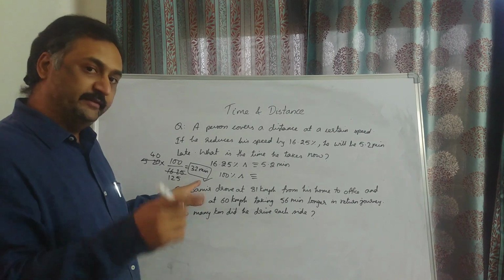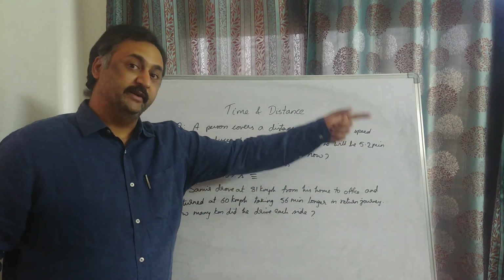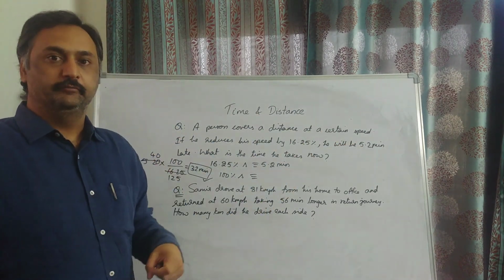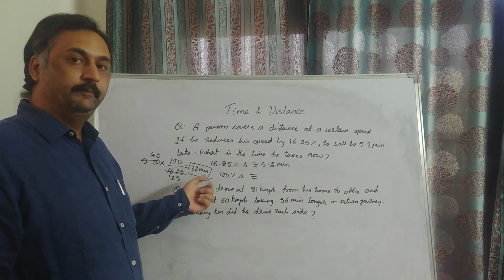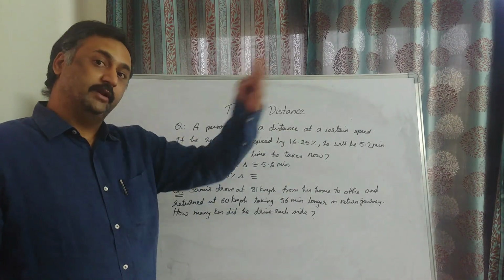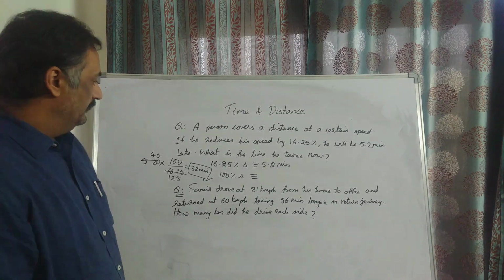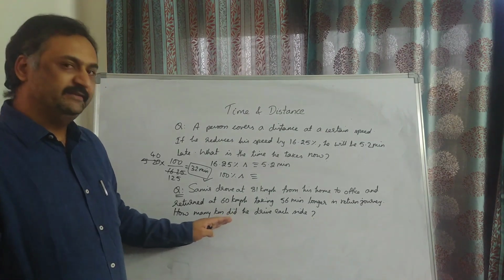In this 32 minutes of travel itself, he has 5.2 minutes of delay. If he asks you without delay what is his time, 32 minus 5.2 will be his actual time without delay. Now I have taken a very similar question here.